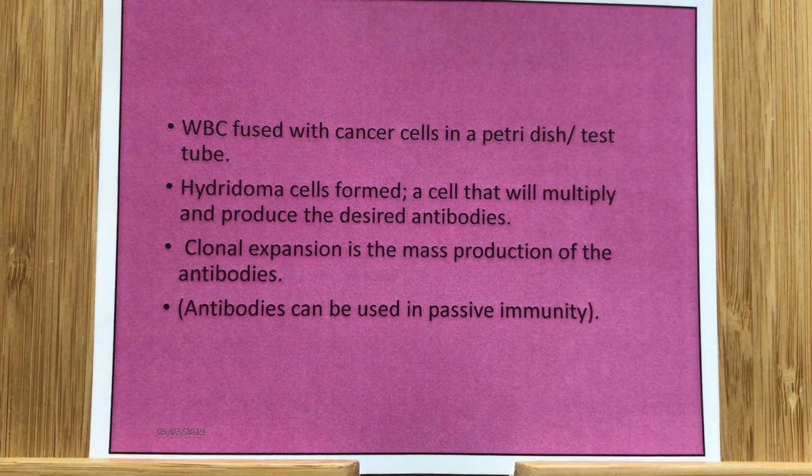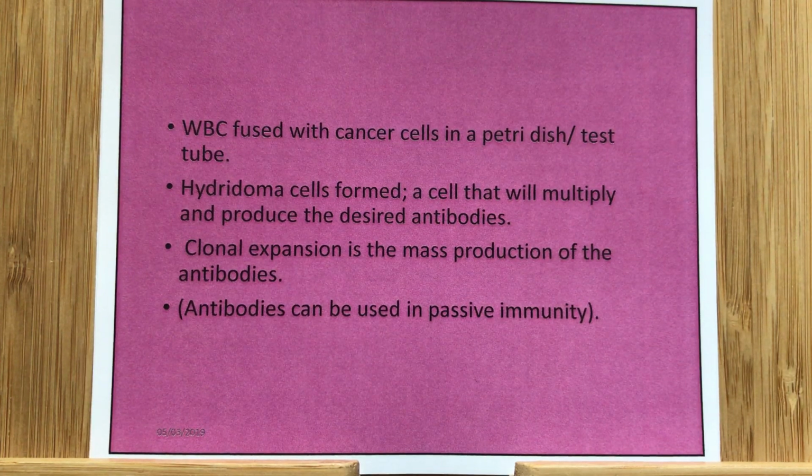Clonal expansion is the mass production of lots of those monoclonal antibodies, and those antibodies can be used in passive immunity. We talked about passive immunity with the antivenin, the snake bite. We can't make the antibodies that are needed, so we get the horse to make them and then they're injected into us.